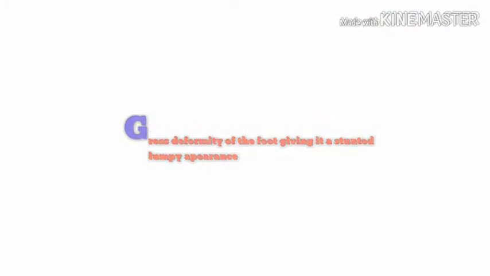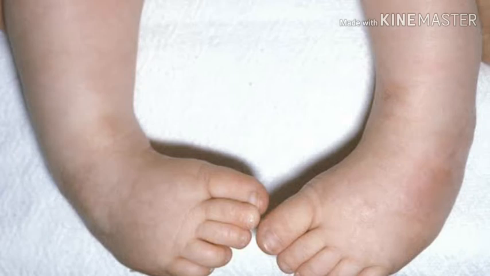Clubfoot is a gross deformity of the foot that is giving it a stunted, lumpy appearance. So, what could be the cause of this clubfoot? There's no known cause of clubfoot, but we have types and factors that are linked to the types of clubfoot.